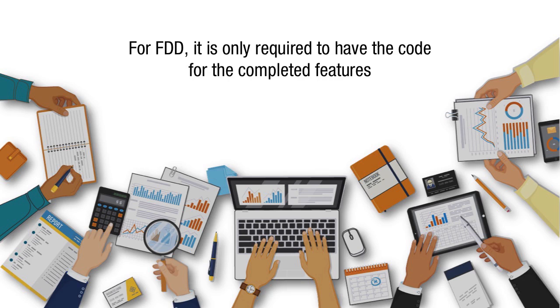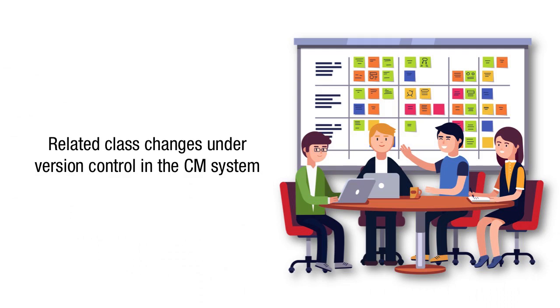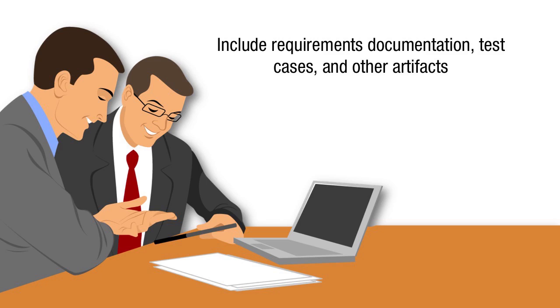For FDD, it is only required to have the code for the completed features and related class changes under version control in the CM system. It is advisable, though, to include requirements documentation, test cases, and other artifacts under version control in the CM system.